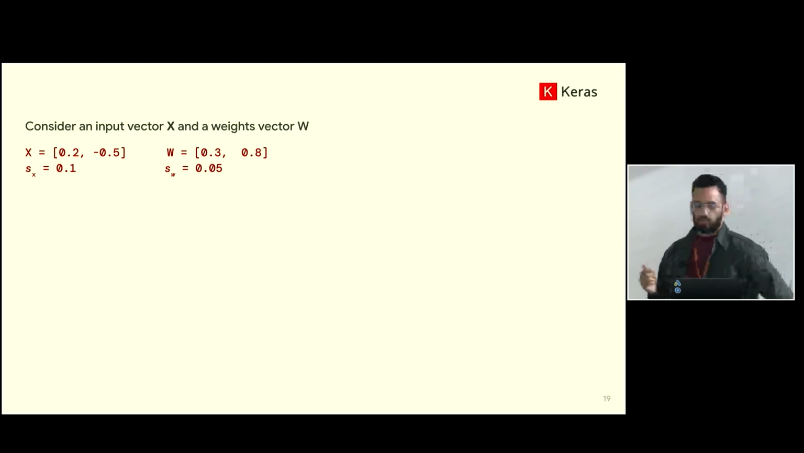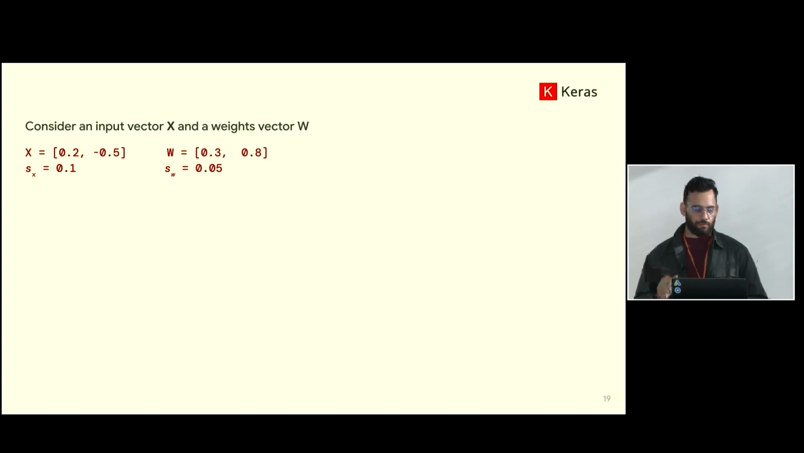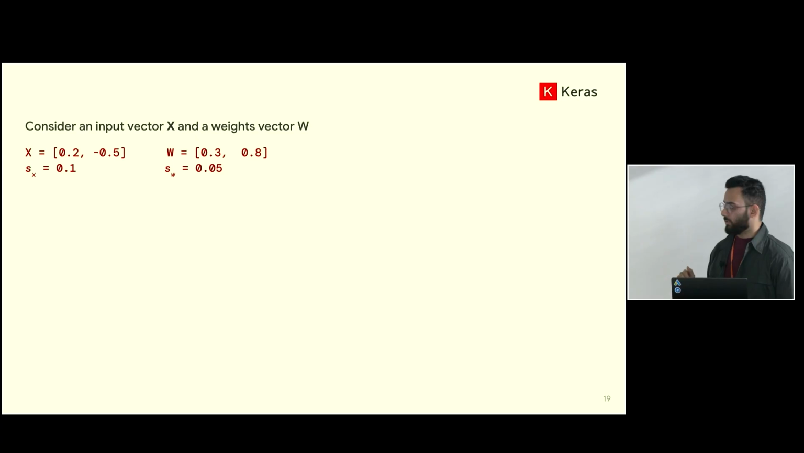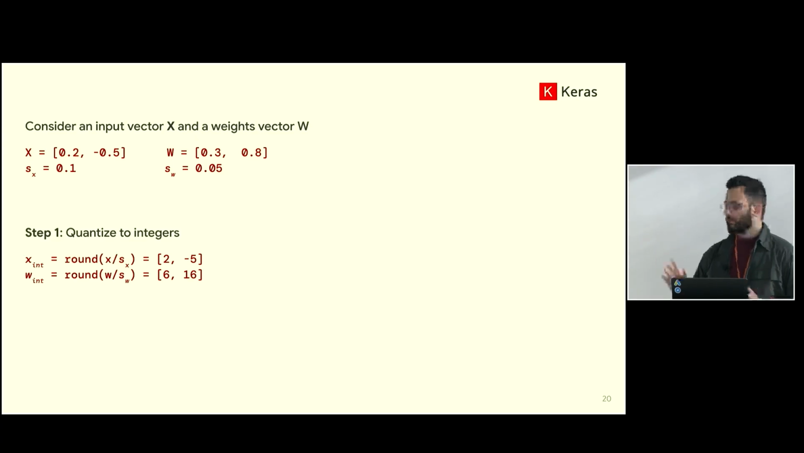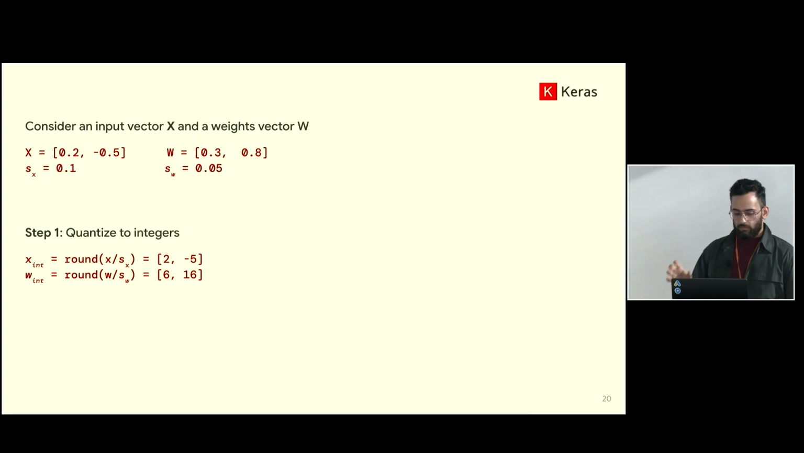So let's take an example to understand what's going on. Say we have a vector x, 0.2 and minus 0.5, and a vector w, 0.3 and 0.8, with arbitrary scaling factors. The scaling factors can be 0.1 and 0.05. The first thing we want to do is quantize these floating point numbers into the integer range. It's pretty simple: we divide x by sx and round it to the nearest integer, and we divide w by sw, the scaling factor for w, and round it to the nearest integer again. And we get the resultant vectors here.